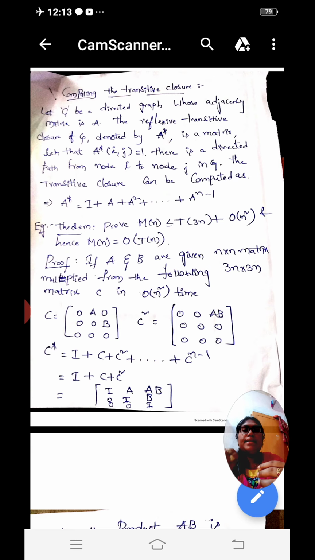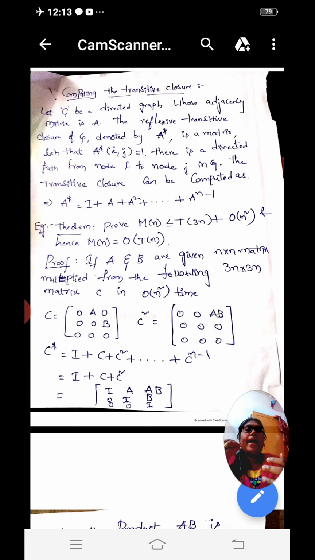The reflexive transitive closure of G, denoted by A asterisk, is assigned the identity matrix plus A square plus, and so on, up to plus A power n minus 1. What is the reflexive transitive closure of G? It's denoted by the letter A asterisk. Now the identity matrix is represented as 1 0 0, 0 1 0, 0 0 1.